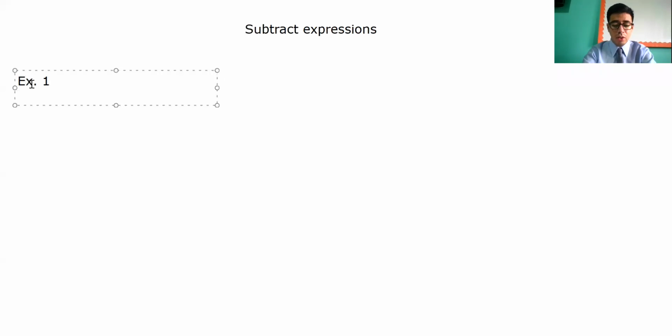Today, guys, we are going to study the topic subtract expressions. Okay, I'm going to write it. Subtract expressions. On the top of the page, you can see it. And now, in example 1, we are going to subtract expressions by using properties.